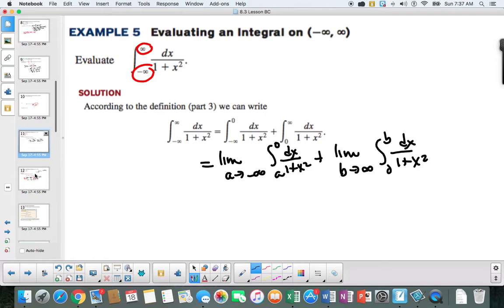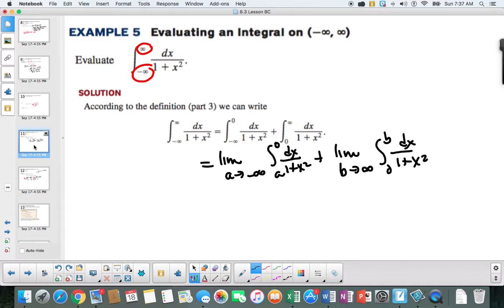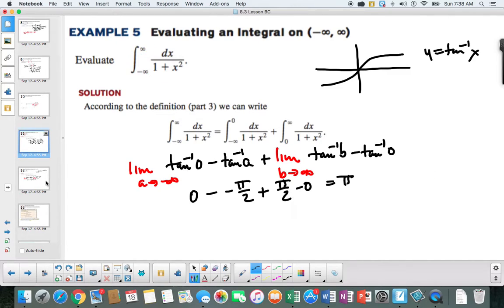All right, let's go to the next screen. Right here, I guess I should take one more step. The limit as a approaches negative infinity of tan inverse of x evaluated from a to 0, plus the limit as b approaches infinity of tan inverse of x evaluated from 0 to b. Okay, now I think we can go to the next screen.